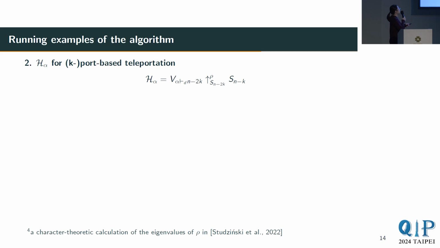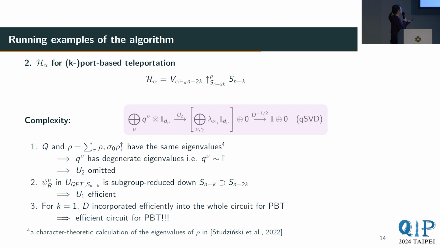And our second example will just go back to H alpha in port-based teleportation. And this can be easily generalized to K-port-based teleportation by having our H alpha be a rep space of the K-system transpose permutation algebra. And the complexity of decomposing H alpha can be characterized first by noticing that the Gram matrix Q has the same eigenvalue as another different dimensional operator rho that appears in port-based teleportation.